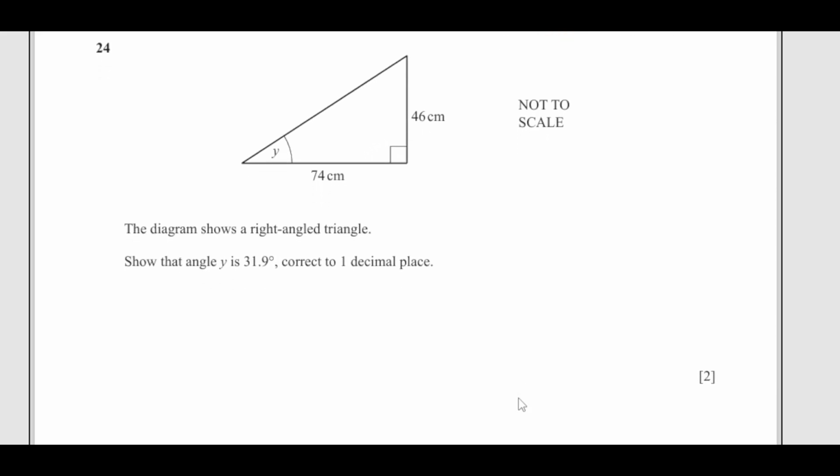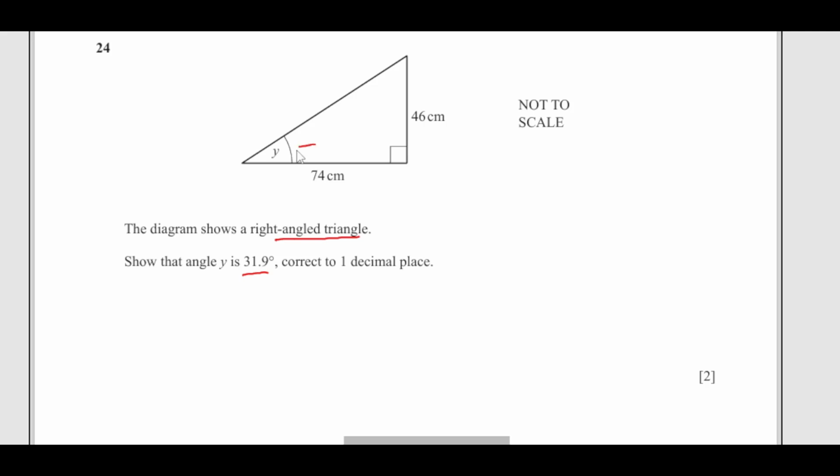Angle y is given here. These are the sides. The diagram shows a right angle triangle. Show that angle y is 31.9. So these kind of questions you need to be confident because you have the answer there. So it's very easy to figure it out.